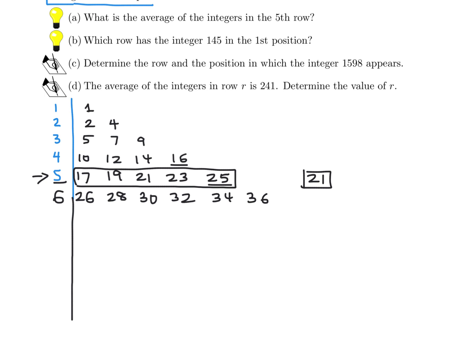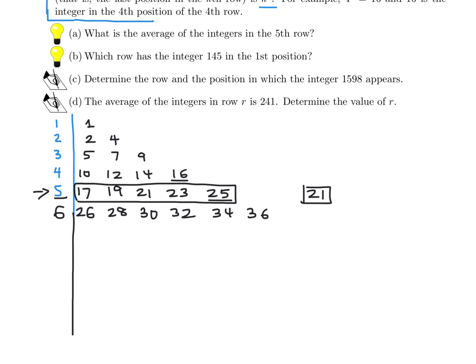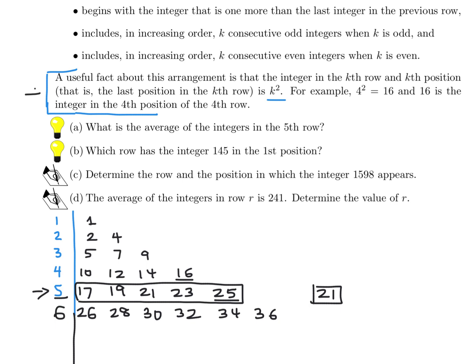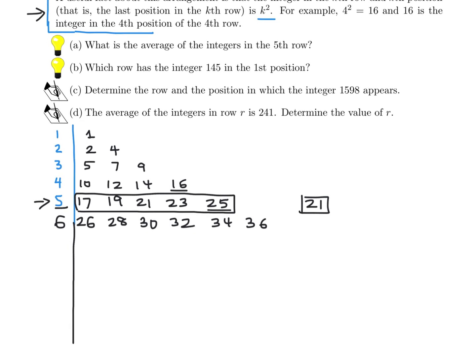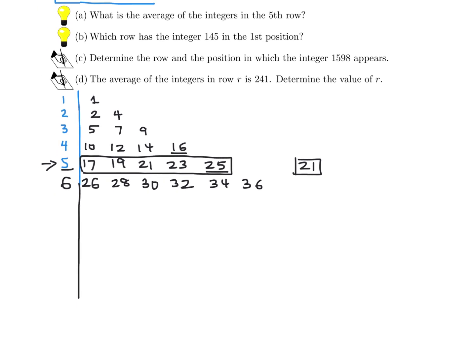Which row has the 145th integer in the first position? Okay, so this is one of those questions that takes into consideration this useful fact. And that is a very useful fact because watch, if you just look at the last numbers, right? Even in just this limited kind of list that I made, do you notice what those last numbers are?